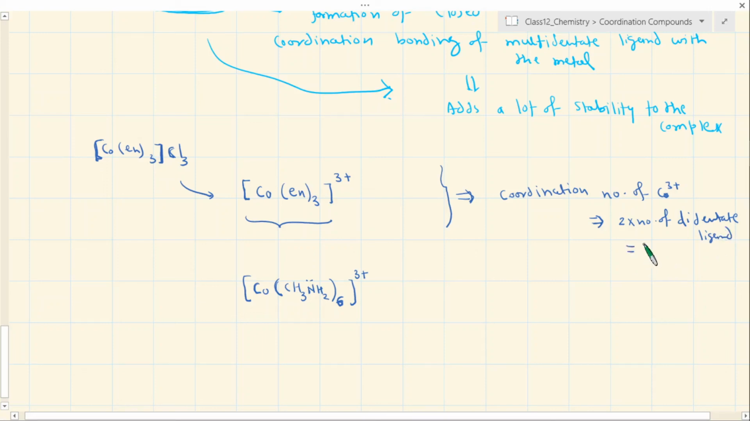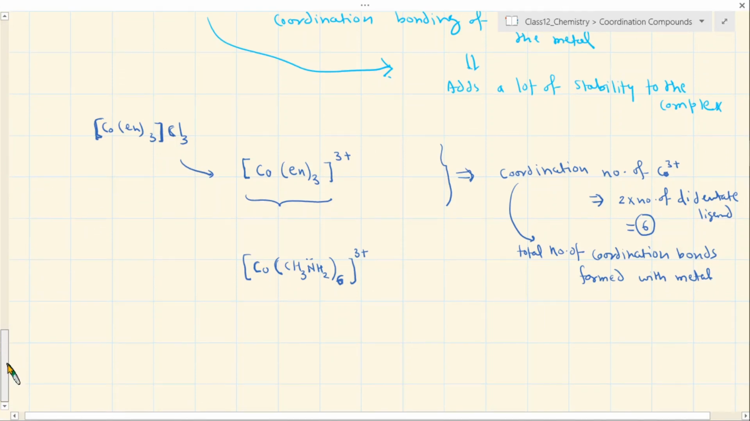In this case, it will turn out to be 6. It is as simple as that. Coordination number is simply the total number of coordination bonds formed with the metal. Unidentate, each one is forming 1 bond, so there are 6 bonds. So coordination number here is 6. So this molecule and this molecule differ only in terms of this.